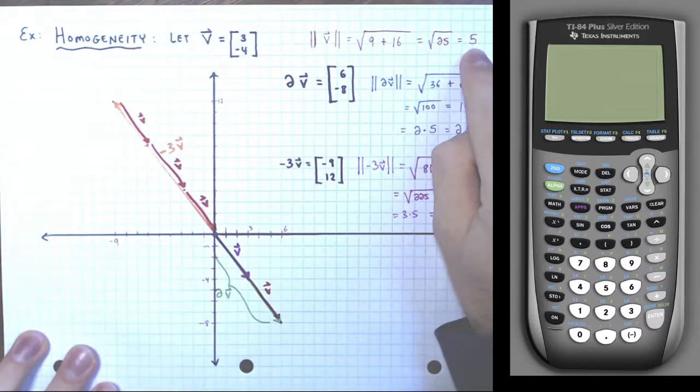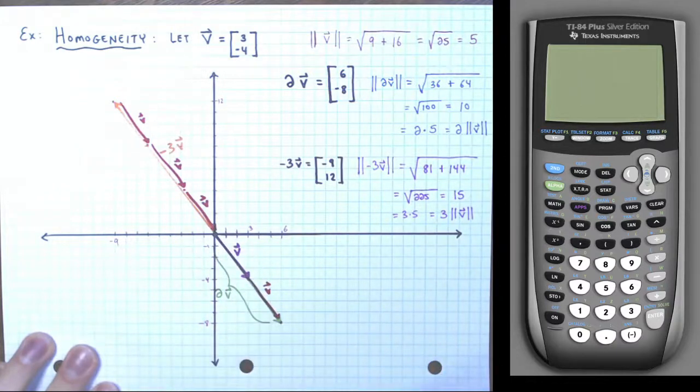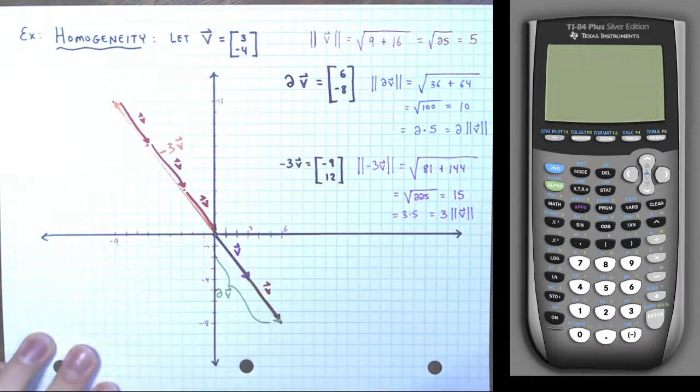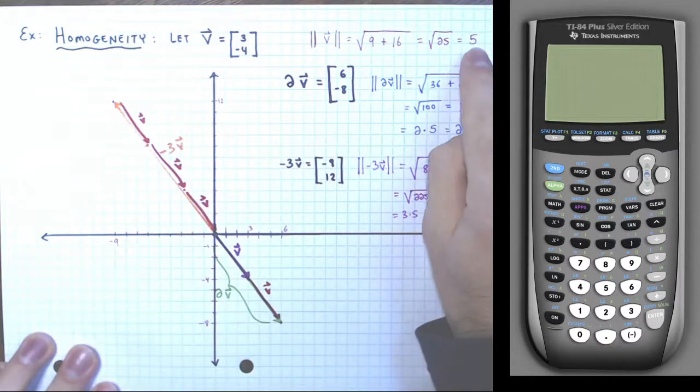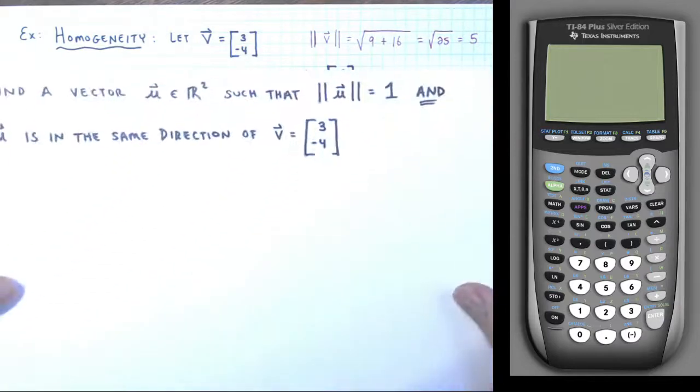What if I asked you, and I will on the next page here, to find a vector that points in the same direction as v, so multiply by a positive scalar, but has a length, or a norm, of one unit. That's what I'm doing on this next page.